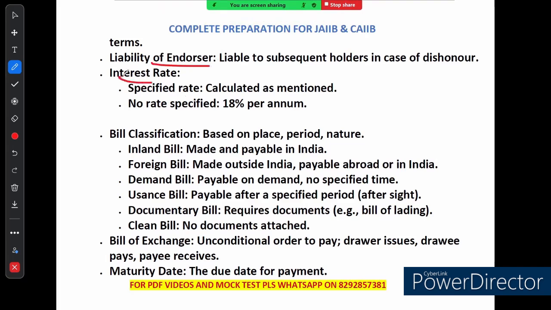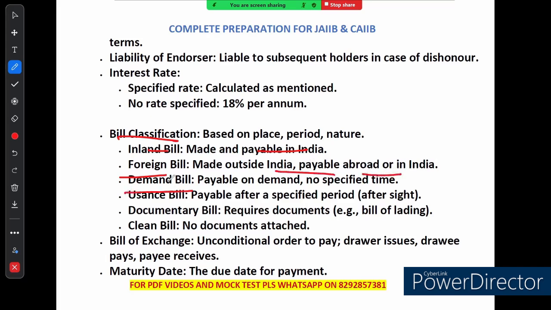Now let's talk about the interest rate. Interest rate on a bill is either mentioned directly, or if not specified, it is 18% per year. So always check the details. Now if we talk about the types of bill classification, there is something called an inland bill. Inland bills are made and payable within India. Foreign bills are made outside India but could be paid either abroad or in India.